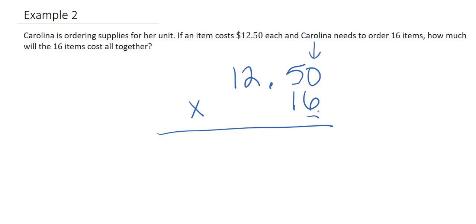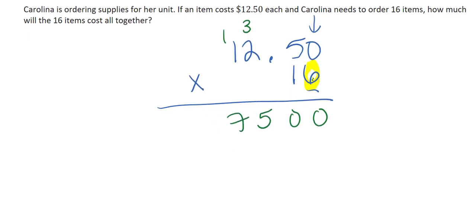So we start with the 6, right? We're starting with the 6 and we're going to start multiplying. 6 times 0, 0. 6 times 5 is 30. Carry the 3. 6 times 2 is 12 plus 3 is 15. Carry the 1. 6 times 1 is 6 plus 1 is 7.